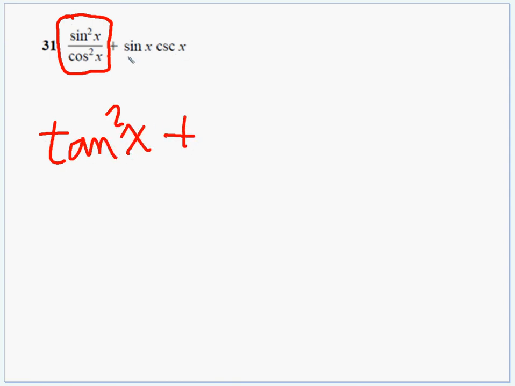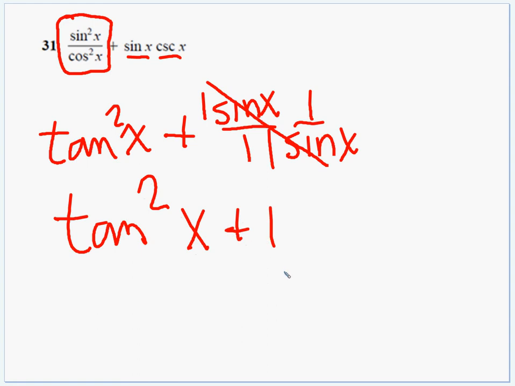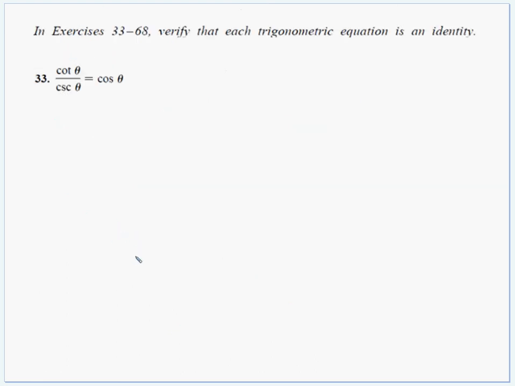Plus, and we've got a sine times cosecant. I'm going to leave the sine alone, and I'm going to turn the cosecant into 1 over sine. So now all these are going to cancel, but they don't just disappear. Remember, there are 1s there, so that we got a 1 placeholder. So that becomes tan squared x plus 1. And tan squared plus 1 is secant squared x. And that is the front page, where we were just simplifying down to a single term.